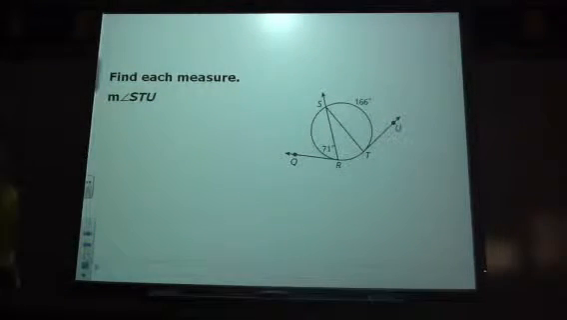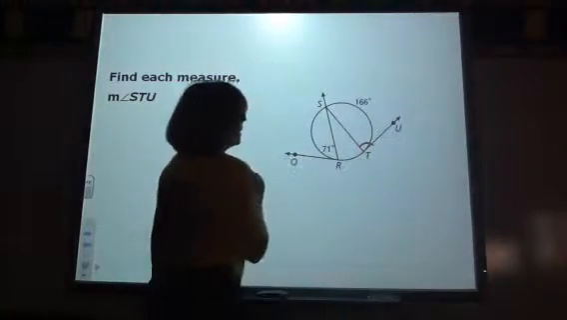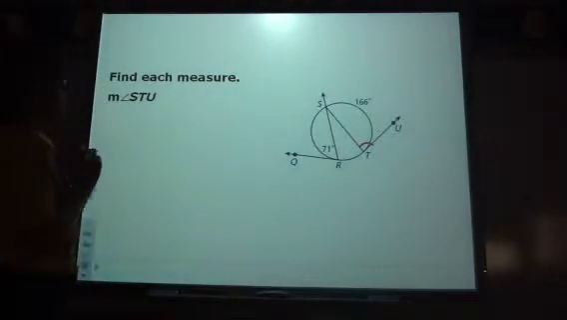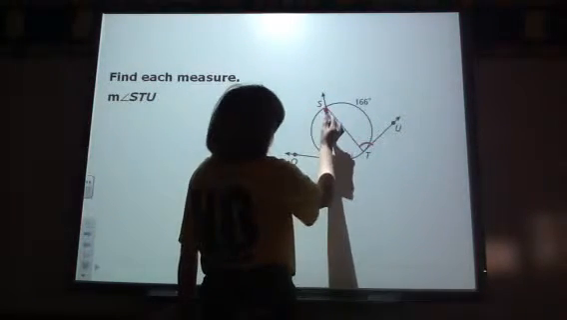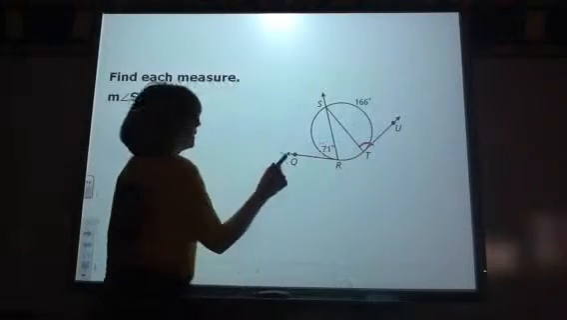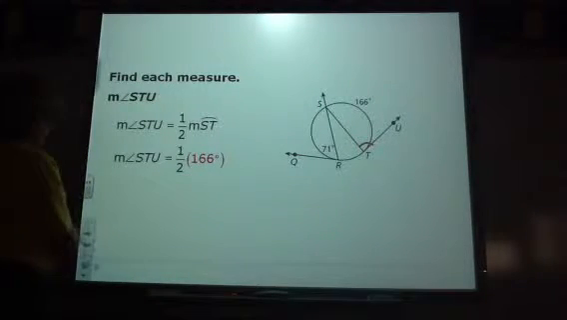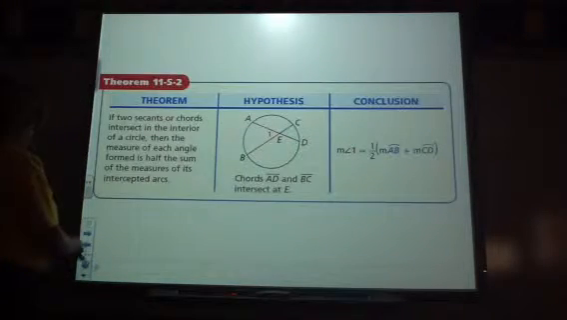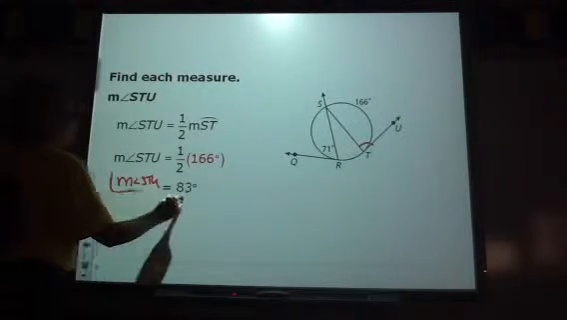Okay, angle STU. STU is right here. And your point of tangency is point T. The intercepted arc is ST. So the measurement of angle STU is half the measurement of arc ST. Well, the measurement of the arc is given, 166, so take half of that, and you get the measurement of angle STU.